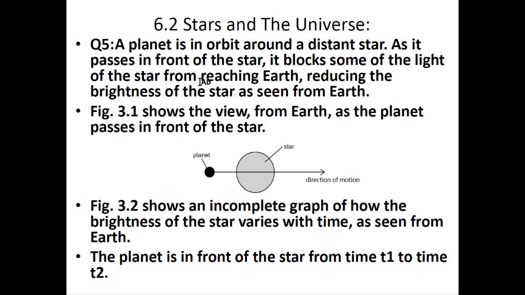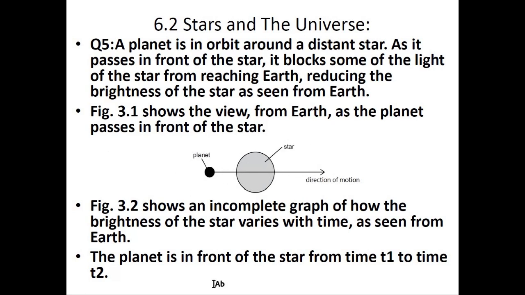A planet is in orbit around a distant star. As it passes in front of the star, it blocks some of the light of the star from reaching Earth, reducing the brightness of a star as seen from Earth. Figure 3 shows the view from Earth as the planet passes in front of the star. This is the star and the planet is revolving around it like this.